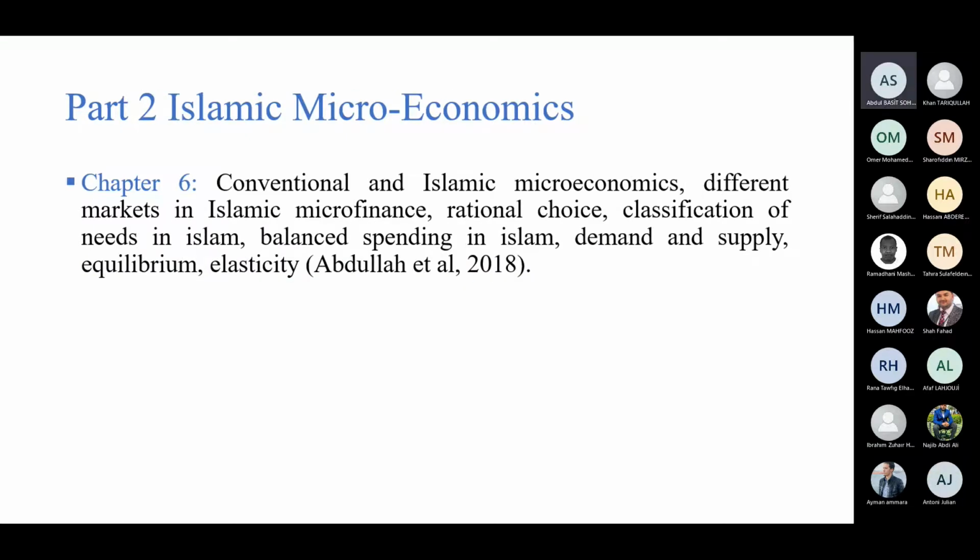Chapter 6, which is part 2 of this book, described Islamic microeconomics. It mentioned conventional and Islamic microfinance, gave differences between both systems, different markets in Islamic microfinance, rational choice, classification of needs in Islam, balanced spending in Islam, demand and supply equilibrium, and the elasticity concept.